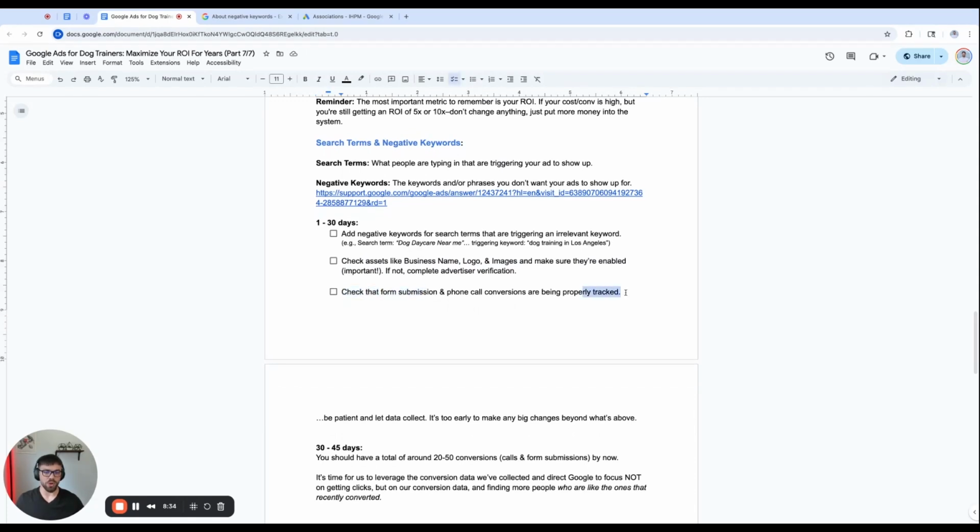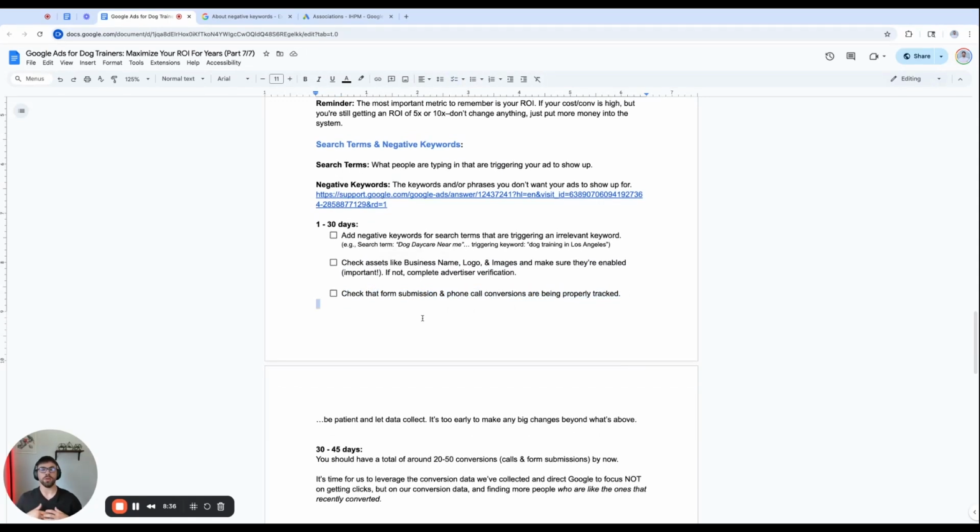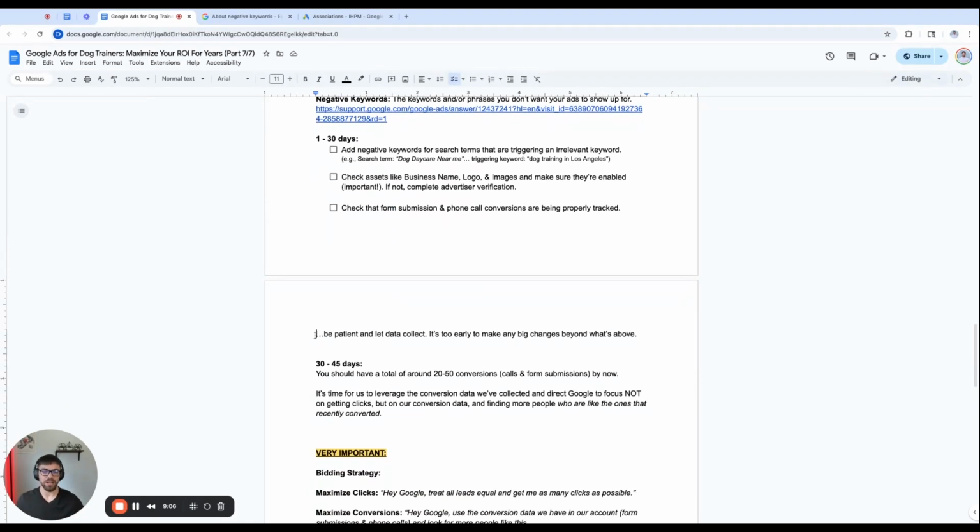Check that form submission and phone call conversions are being properly tracked. So 30 days into your campaign, at this point, you should have some negative keywords added for relevant search terms. Your business name, logo, and images should be added to your campaign because you are now a verified advertiser. And you should also have a few conversions within your account, more than a few, to be honest. You should have a few dozen, if anything, or a couple dozen conversions in your account at this point, and make sure that those are being tracked properly in your account, okay? Lastly, be patient and let data collect. It's too early to make any big changes beyond what's above.